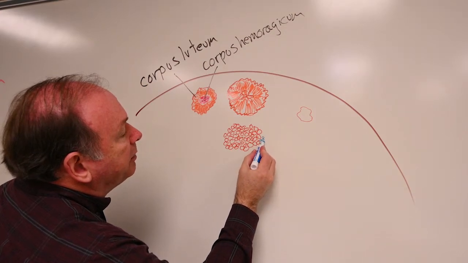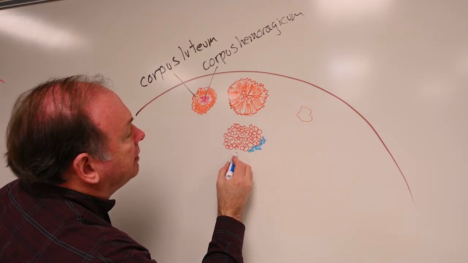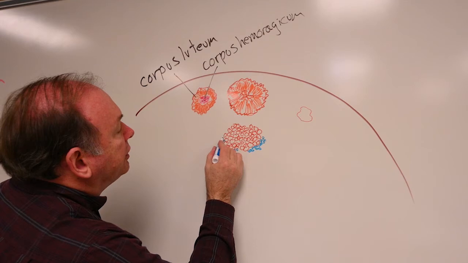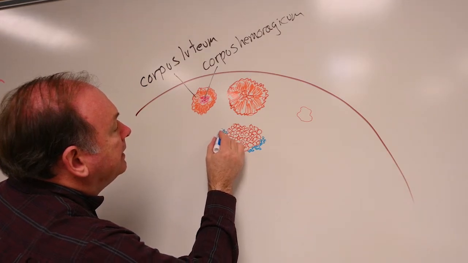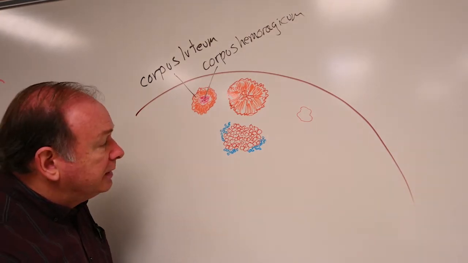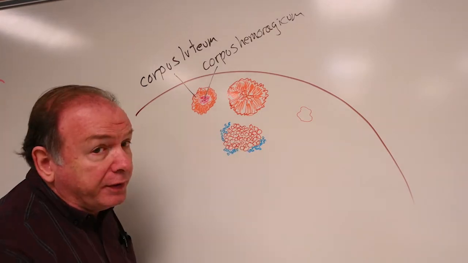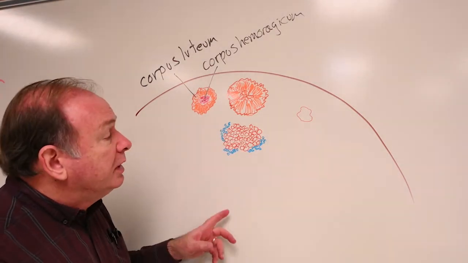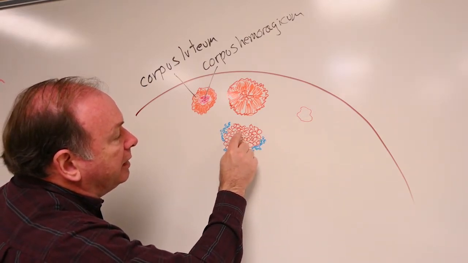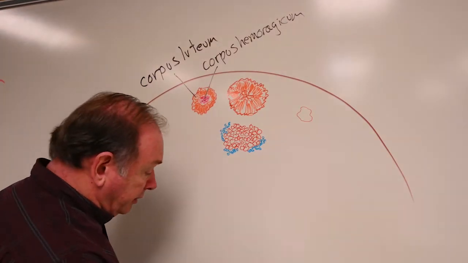So here I'm going to draw some theca interna cells alongside here and along over here. These are derived from that theca interna layer. These are also hormone-producing cells. The follicle cells are thought to produce more of the estrogens, the progesterone, more progesterone from the follicle cells, more estrogens from the theca interna cells.